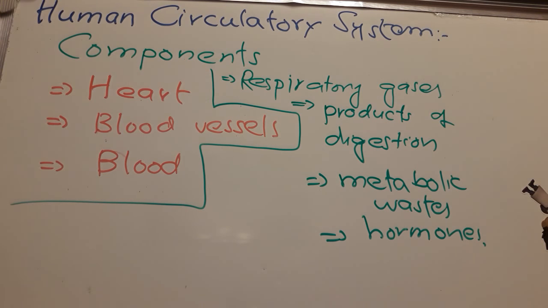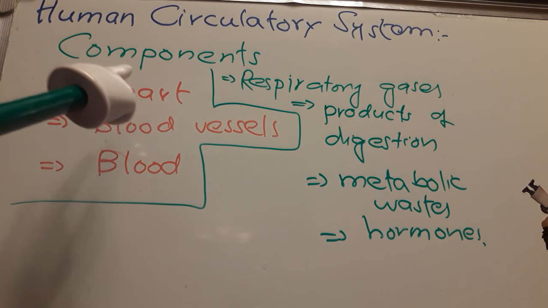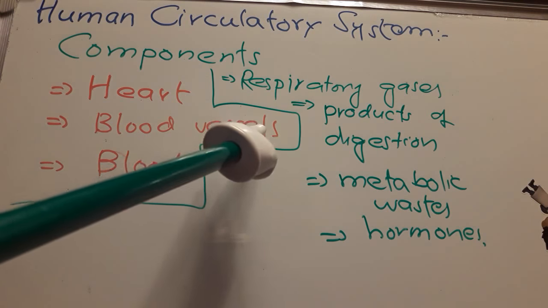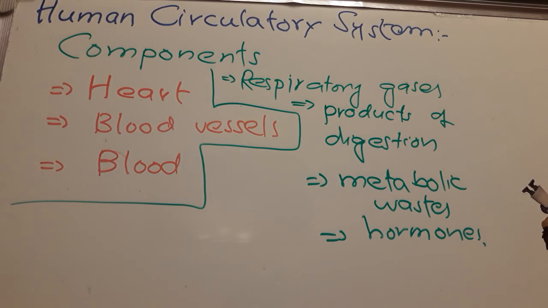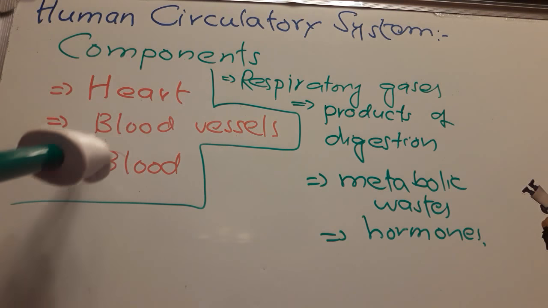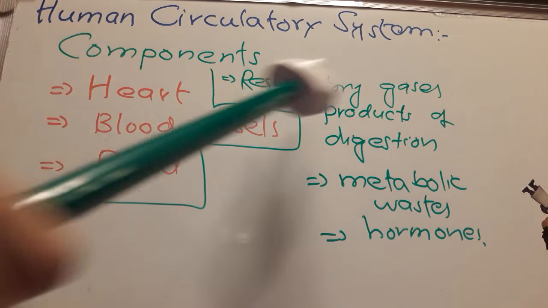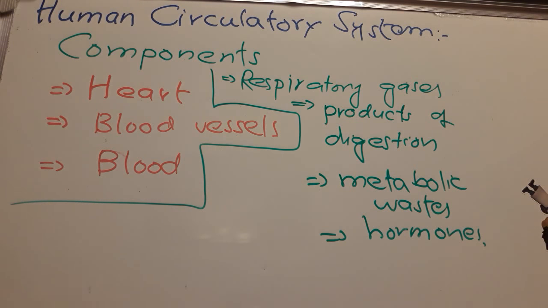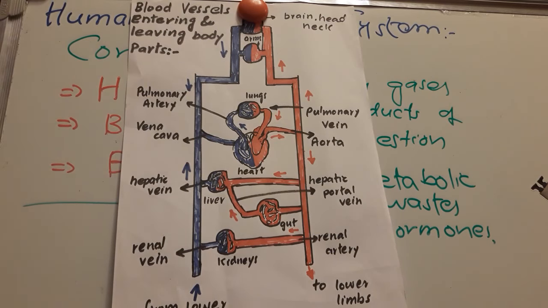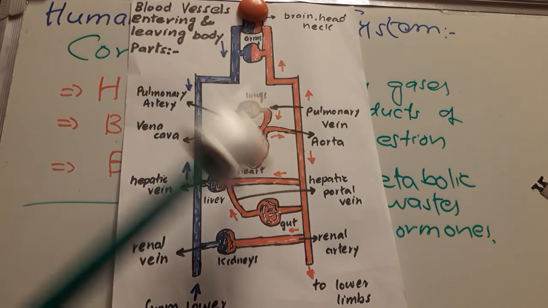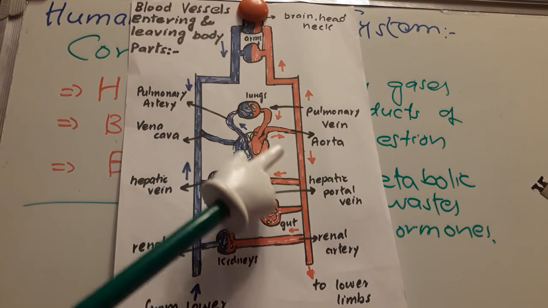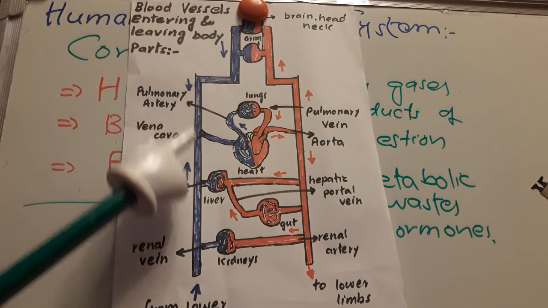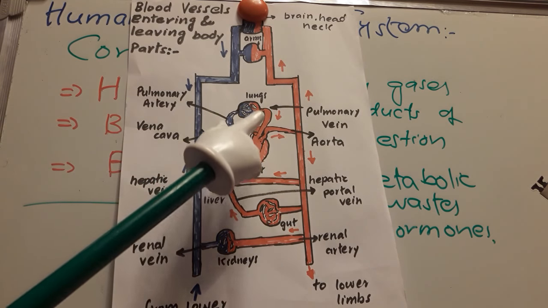The components of the circulatory system are the heart, blood vessels, and blood. The heart pumps blood through the blood vessels to reach different parts of the body. And this blood transports respiratory gases, products of digestion, metabolic waste, and hormones. This diagram shows the heart and different blood vessels. Red shows the arteries, blue shows the veins, and this is the heart.